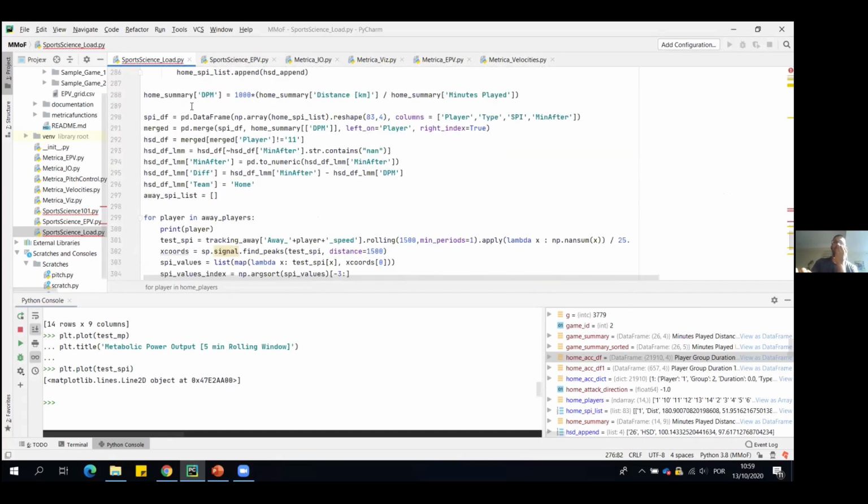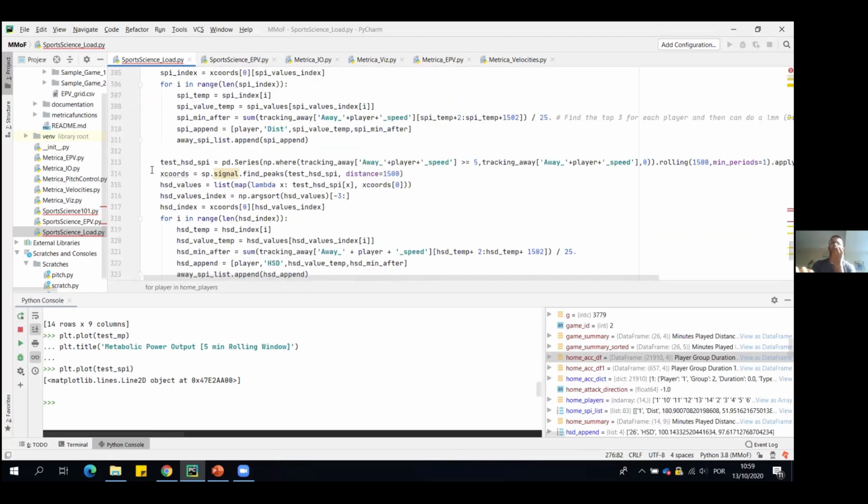We then get to a point of adding this into the summary, which is just creating a distance per minute for that player. And then we are creating a data frame that's going to contain for each player what was the value of their sequence of peak intensity, what did they do the minute after, what was their distance per minute, and then the difference between them. So that's what these lines of code are doing.